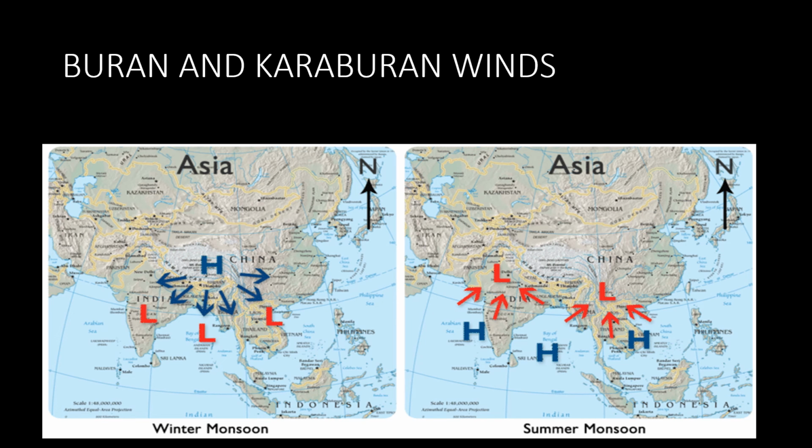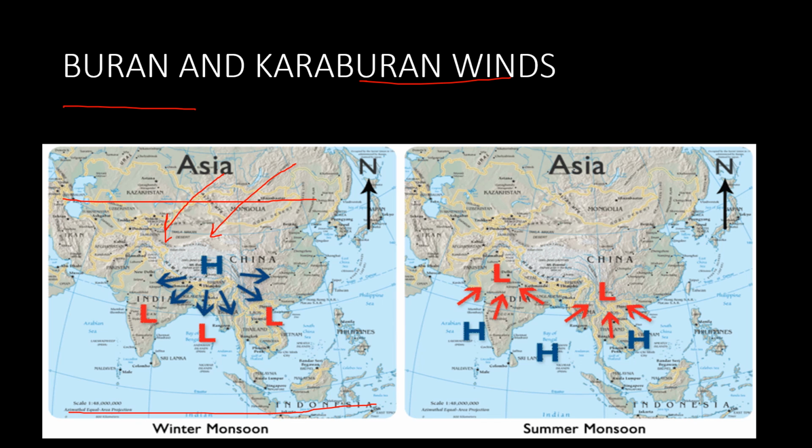Next, now the Buran and the Karaburan winds. These winds have different behavior during the winter and the summer. In case of winter, the ITCZ would be near the equator and even below that. That's why these regions would not be getting direct insolation, or would be getting a very small amount of insolation. That's why these Buran and Karaburan winds would be colder and drier because of the continental point of origin.